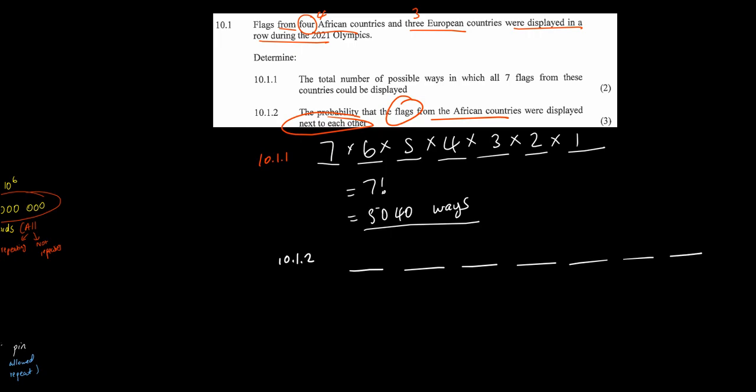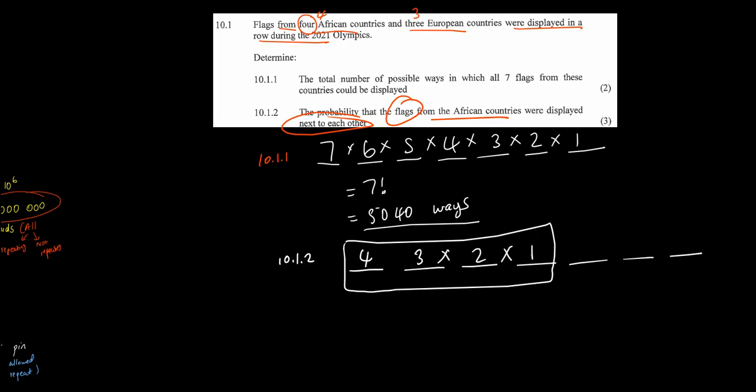Right? We need the flags from African countries to be displayed next to each other. How many are they? There are 4. So I'm going to group them here as 4. It's like that boyfriend and a girlfriend who wanted to sit next to each other, you see. So it's going to be 1, 2, 3, 4. So on these 4 spaces, I can choose any of the 4 to be on the first slot here. And then I can choose any of the 3 that are remaining, any of the 2 that are remaining, any of the 1 that is remaining.